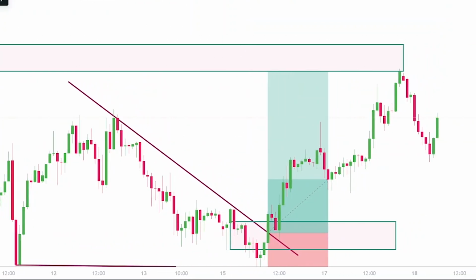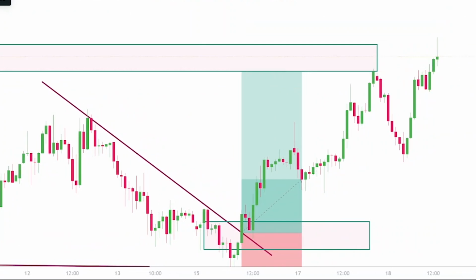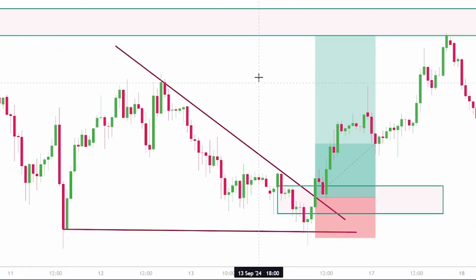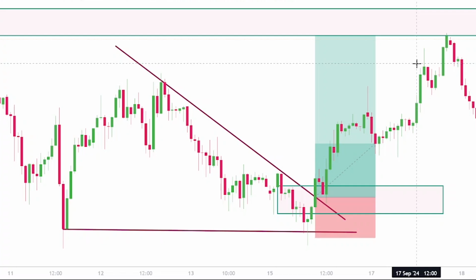So that is how we can use our descending triangle to enter in the market. So for all of these triangle chart patterns, you have to wait from the outside of the breakout of the triangle, from the top and the bottom of the formation of the pattern.